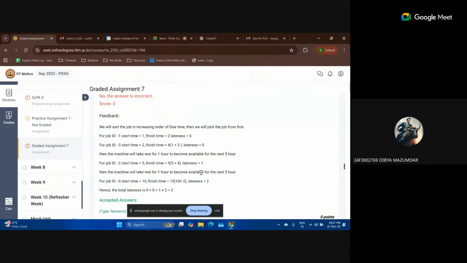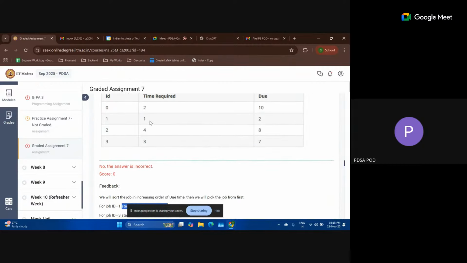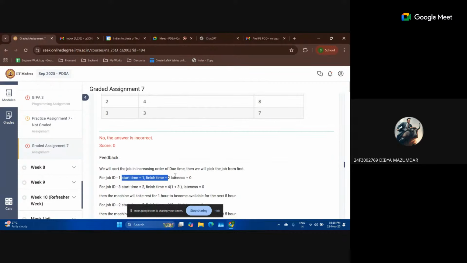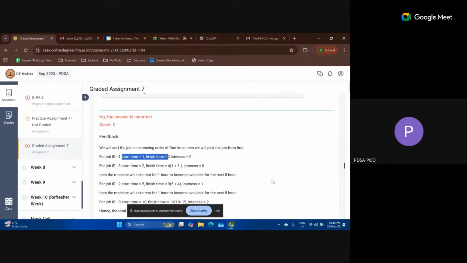This is a bit confusing. See here, start time is 1 hour and finish time is two. So there will be no issue. This is clear, right? This is clean for job ID one. Then coming to sorting according to this due time. For job ID one, two is the deadline, and it is starting at one. Because the time required is 1, the start time will be equal to 1. You have to calculate the start time. This is the total time required.